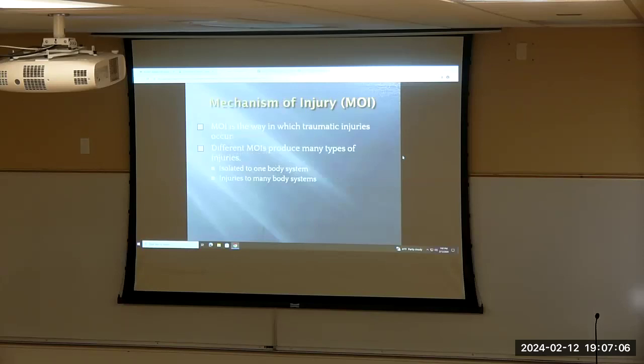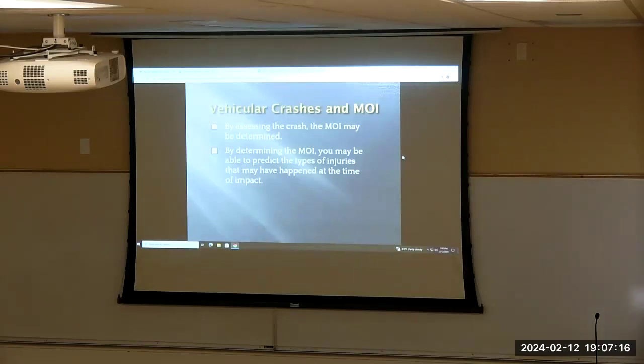Mechanism of injury is the way that energy is introduced into the body. We're going to go over that in great detail right now. The most common type of trauma that you're going to see is vehicular crashes. They happen daily. One thing about humans is they don't drive well.